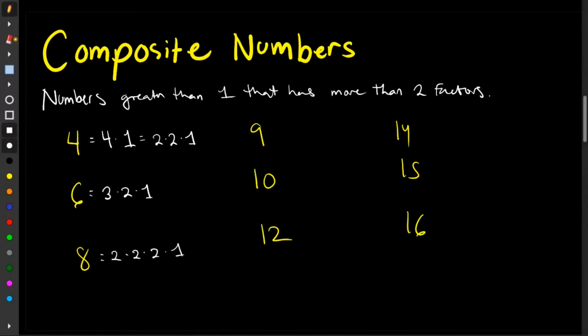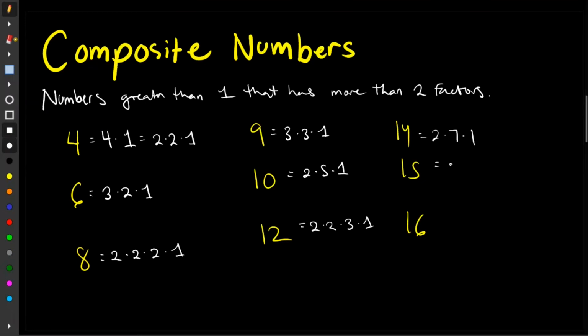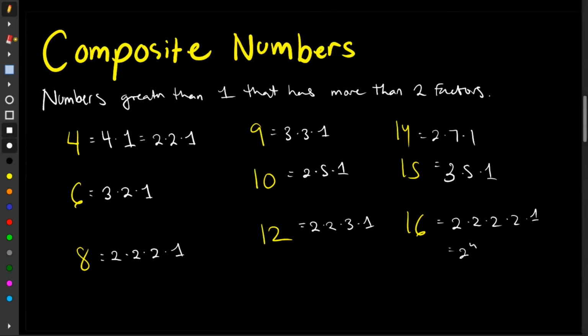Observe that in all of these, the factors are not only itself and 1. Now for 9, this one is 3 times 3 times 1. 10 is 2 times 5 times 1. 12 is equal to 2 times 2 times 3 times 1. 14 is 2 times 7 times 1. 15 is 3 times 5 times 1. And 16 is 2 times 2 times 2 times 2 times 1, or simply 2 raised to 4 if you want to simplify it. So now these are composite numbers.